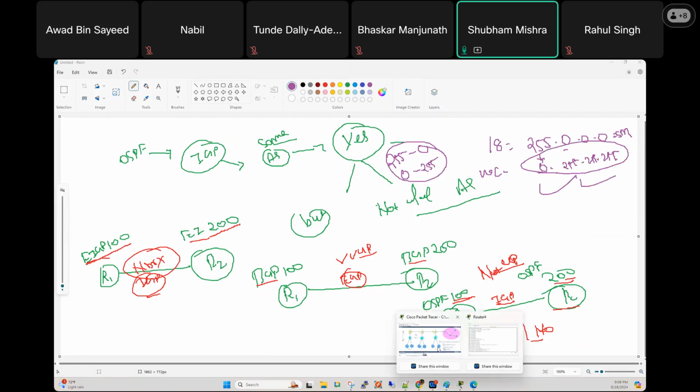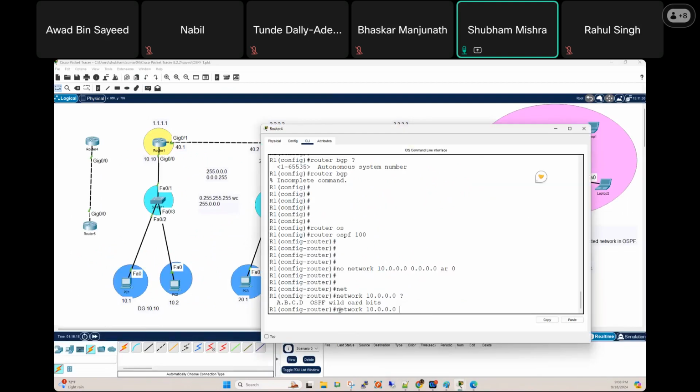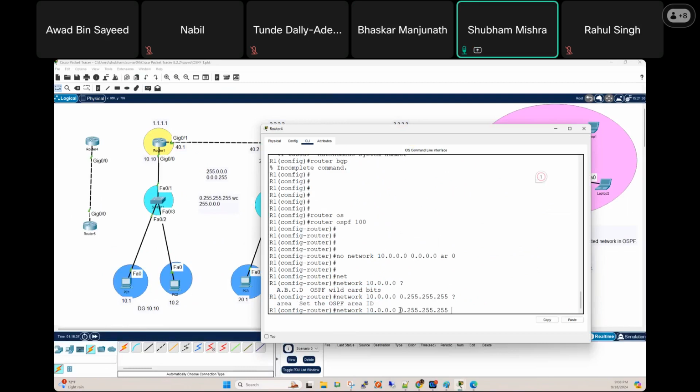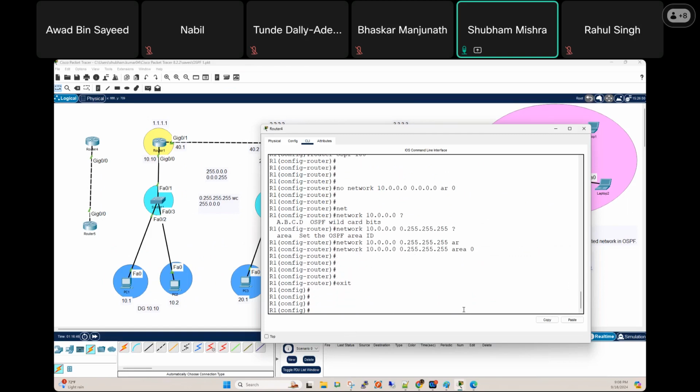Now, come here on this topology. So I write network 10.0.0.0 and I press the question mark. What am I getting? Wildcard bits, right? So I need to write the wildcard mask. What is the wildcard mask? 0.255.255.255. Done. I press the question mark. What is this? I am getting the area ID. It means I need to assign the area. What is area? We will discuss this later. I assign area 0. So I configured on R1.